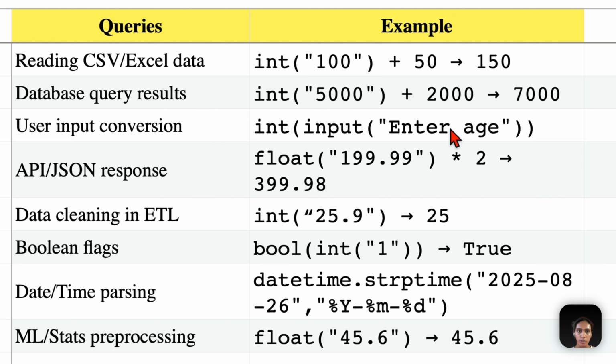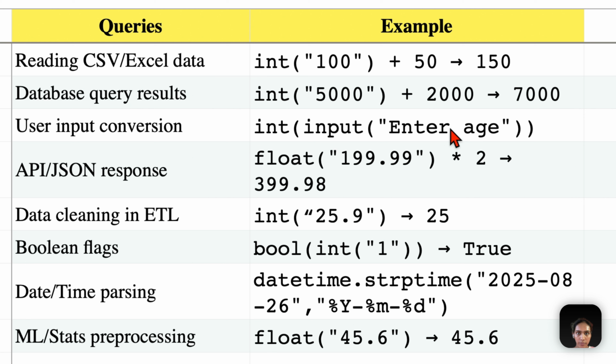Next is user input. There are some applications, which may be websites, APIs, or CLIs, which take the user input as a string, but we need to convert it into another data type, maybe date type, string, float, or integer, as per our requirement to process the data. We need to use typecasting and type conversion in Python for this.